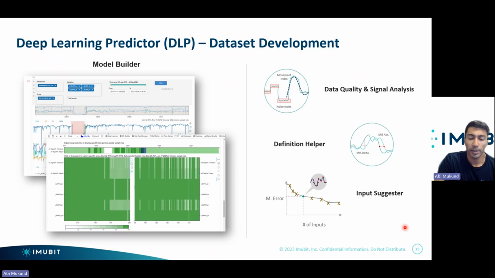So before you spend a lot of time really developing the data set and then training the model, a process expert can run a quick data quality and signal analysis report, which uses a lot of techniques based on frequency domain analysis, for example, to identify the level of noise in instrumentation signals. So that allows the expert to quickly see what quality data they have at hand.